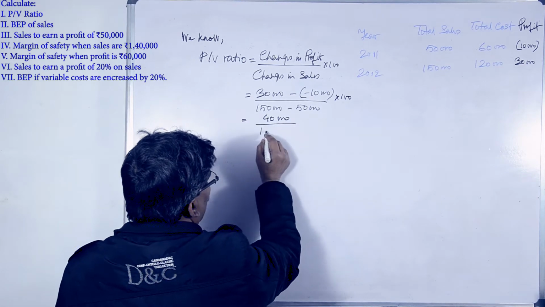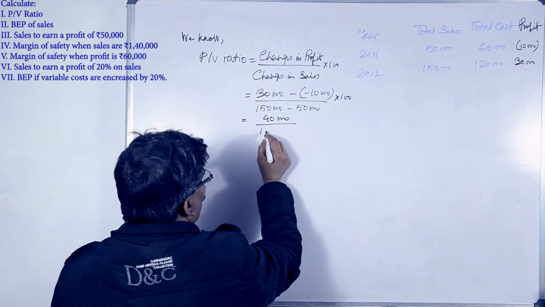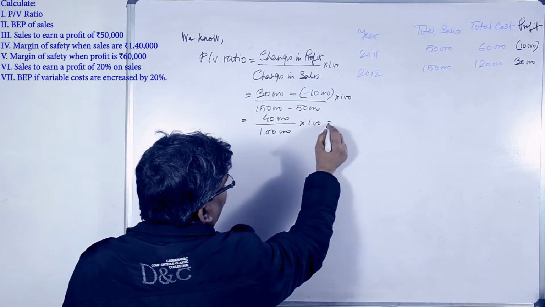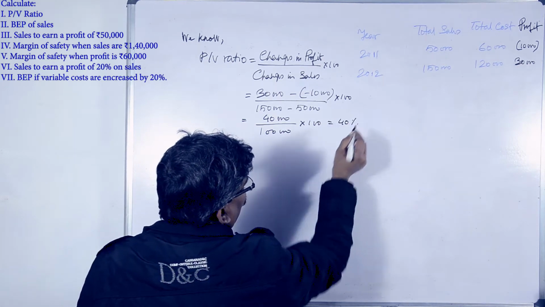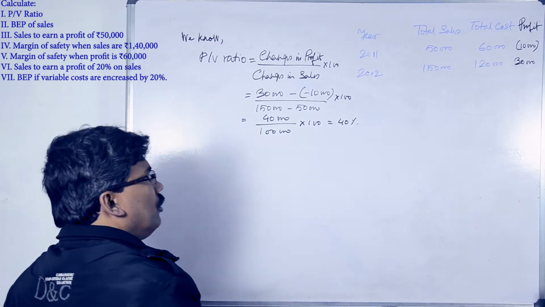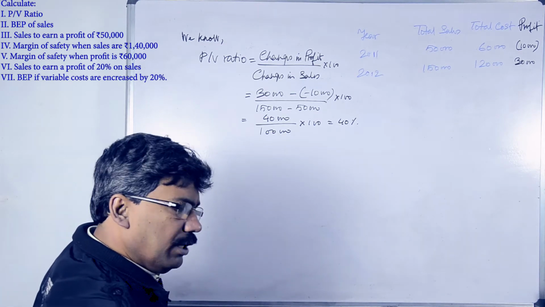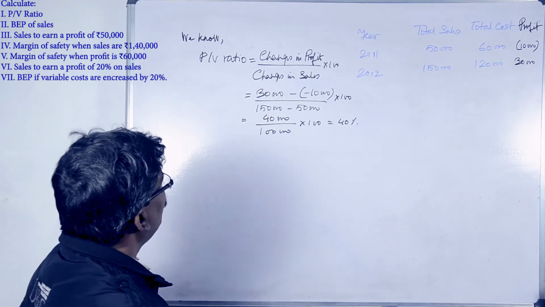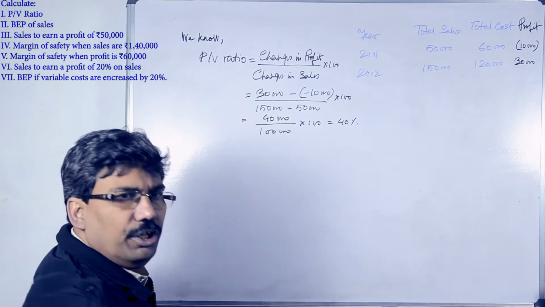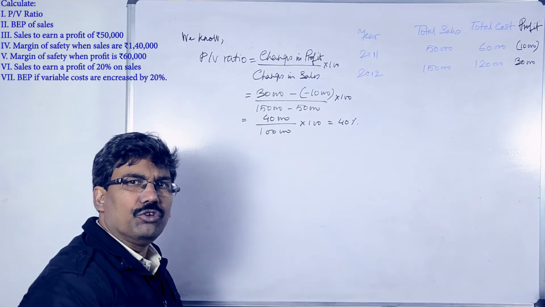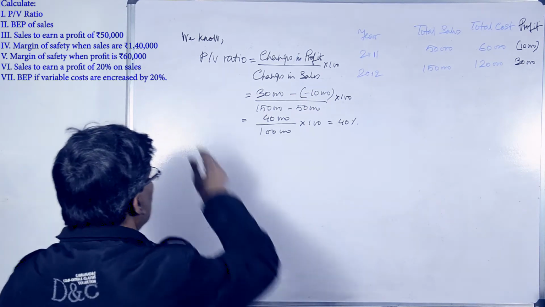40,000 by 1 lakh into 100, that is equal to 40%. PV ratio you got. Second calculation is break-even point. If you want to calculate the break-even point, we need fixed cost. Therefore, whether it is said or not, fixed cost is always to be calculated.